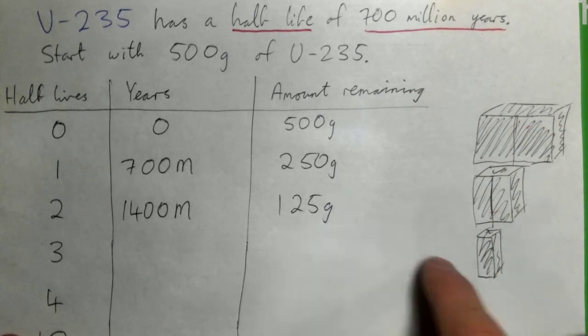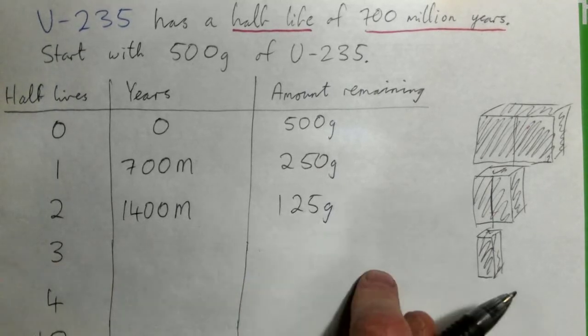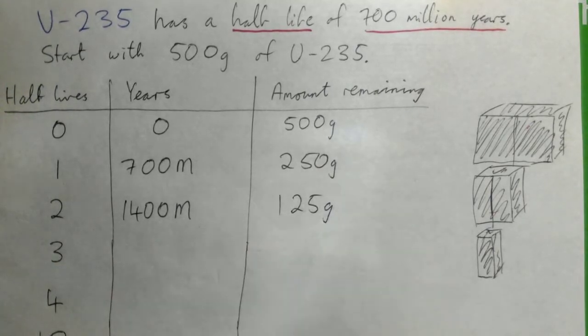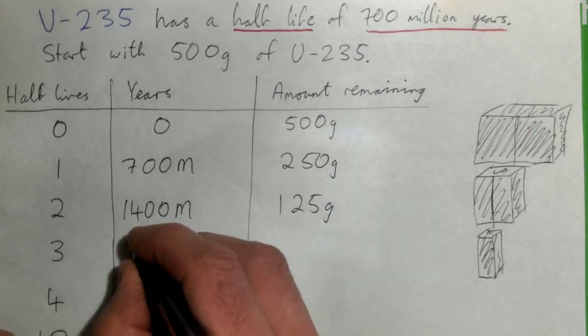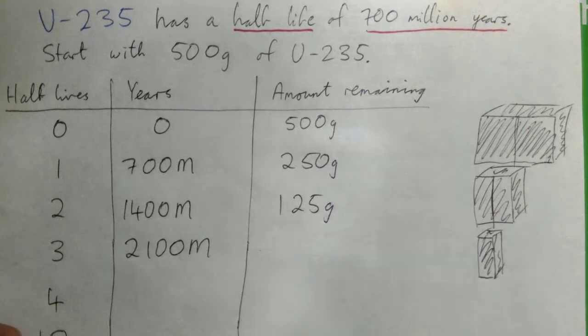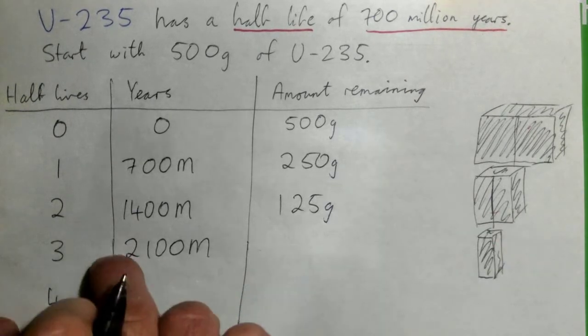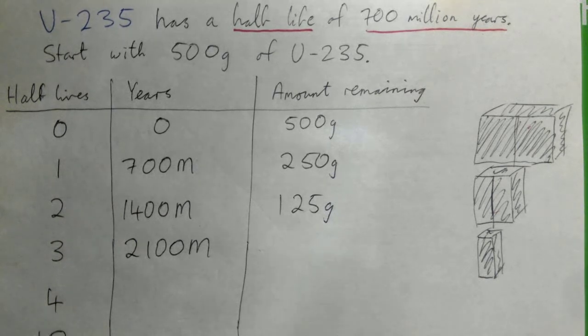See that? Okay, so after 3 half-lives, what's the situation? How many years is that and what's left? Take your time. Don't rush it. 2,100 million? Yeah, 2,100 million years. That's another 700 million years. That's the third half-life. And how much is remaining? Take your time. 75 grams? No, take your time. You rushed it.